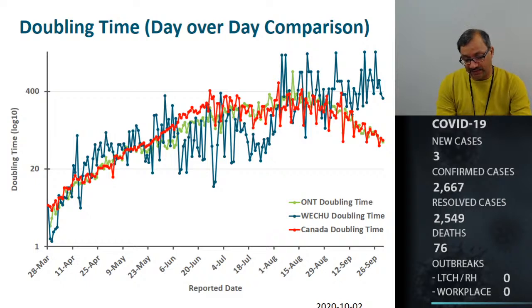Looking at the case doubling time, our cases are taking longer to double in Windsor-Essex, which is good for our region. This means that it will take longer for our cases to double from what we've reported today. In comparison, in Ontario and Canada, we're seeing a decrease in their doubling time. That means the cases are increasing at a rapid pace.